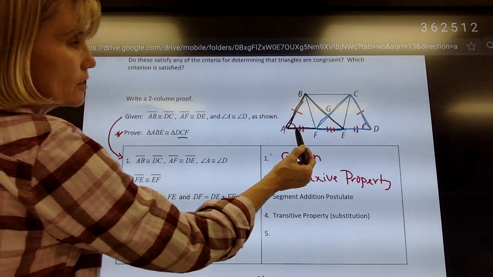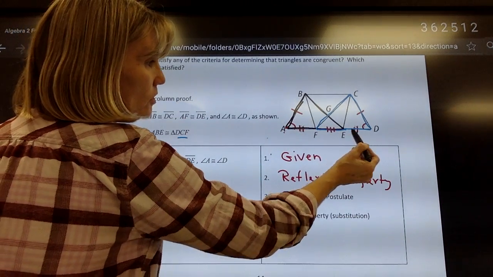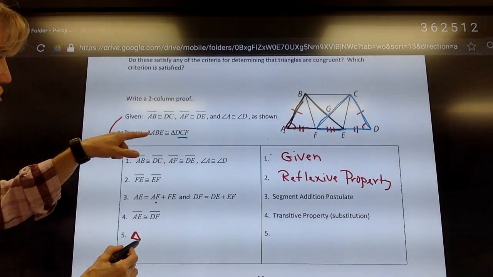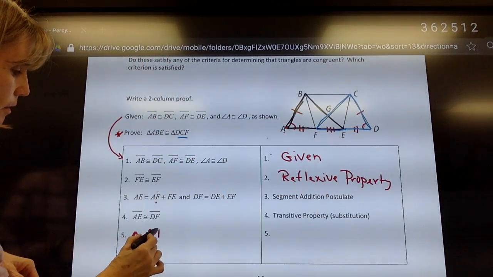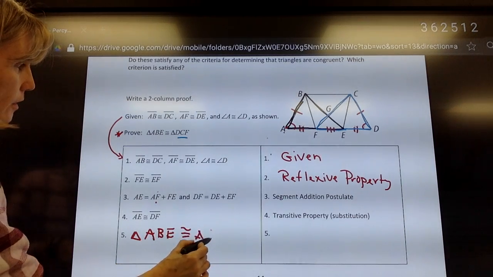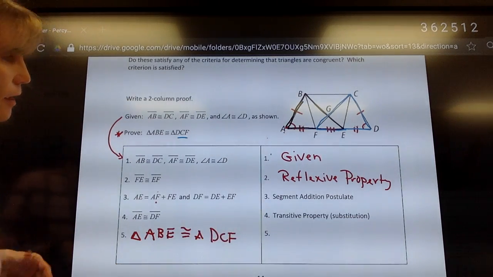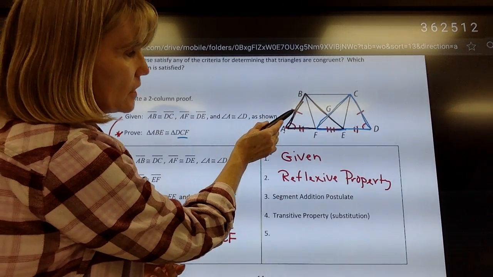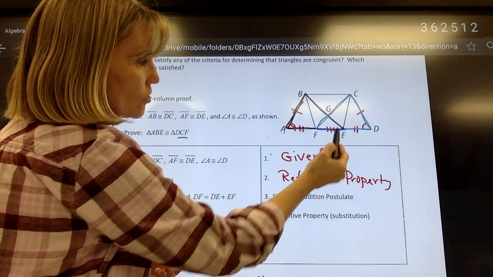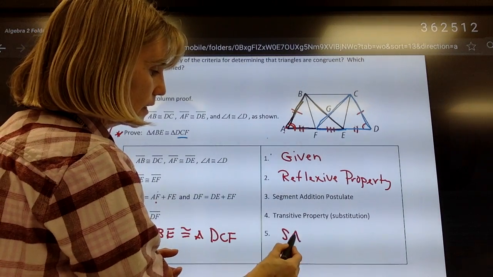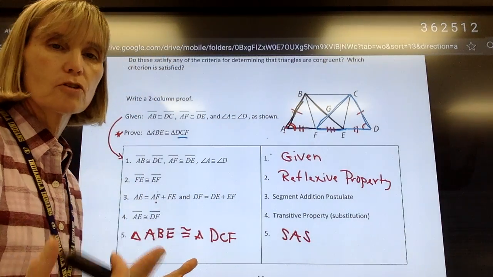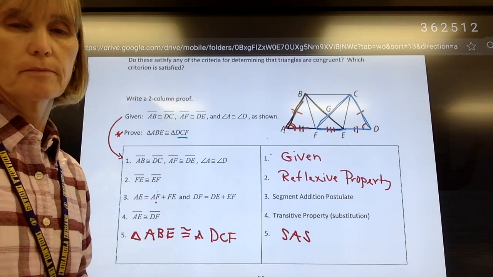And if I know that this side down here is congruent to this side in blue, then I know that the triangles are congruent. I could say triangle ABE is congruent to triangle DCF. And what would my reason be? Well, I have a side, I have an angle, and then I just proved that this side was congruent to the blue side. So it'd be by side angle side. And I would know that the black triangle is congruent to the blue triangle by SAS.